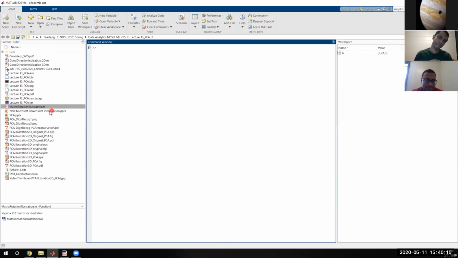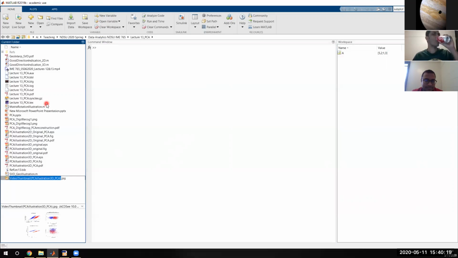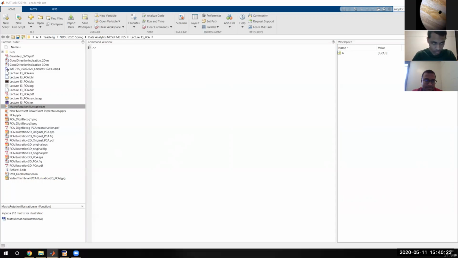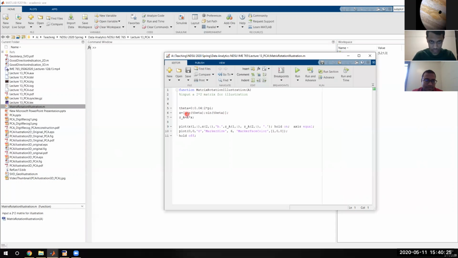Okay, here, which code is it? Let me see. I think it's the matrix rotation illustration. So here's my code. I can directly show you my code. What I'm going to do is create X, which is a unit circle, and then do A times X, plot it, and see what it looks like.